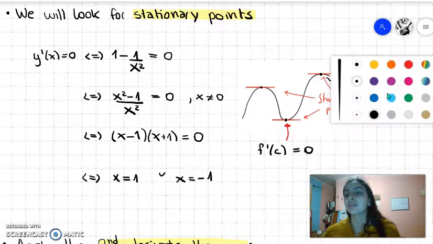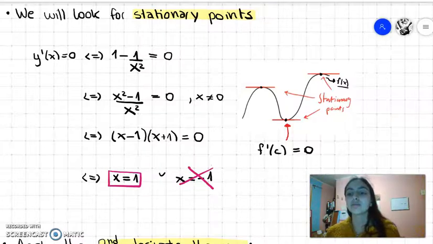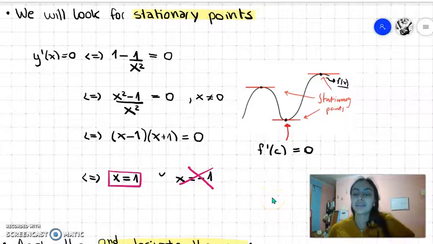But if you notice, they are asking us for a positive number. So we're going to choose x equals 1, because minus 1 is smaller than 0. So that will be the only stationary point we are going to consider this time.